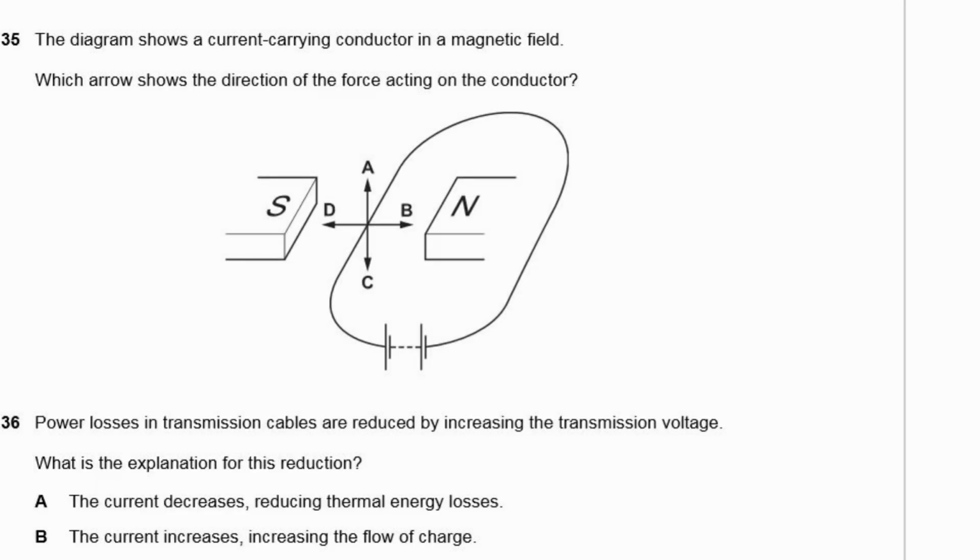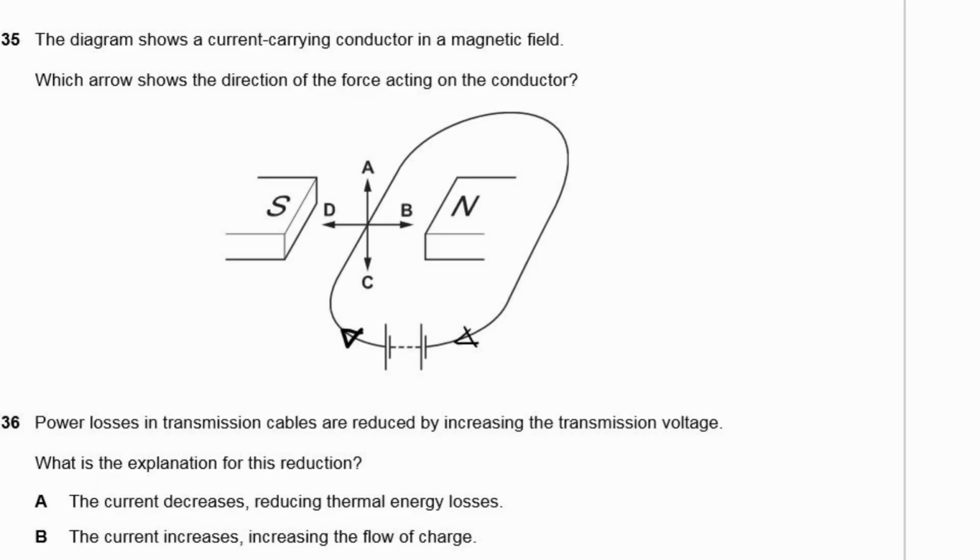Which arrow shows the direction of the force acting on the conductor? Well, we use the left-hand rule. First thing we need to know, of course, is the direction of the current. And the current is going to come out of the large end and into the small end. Alright, now we know that, we can use our left-hand rule.